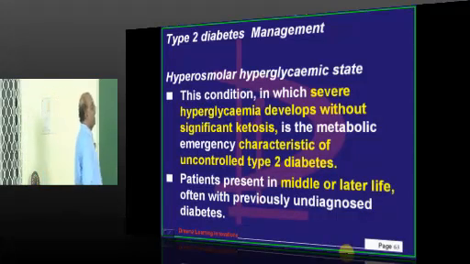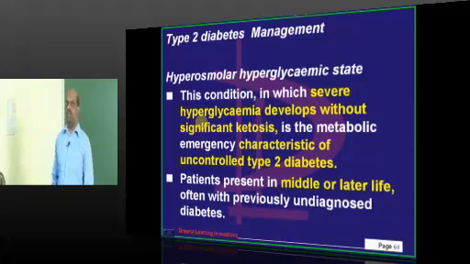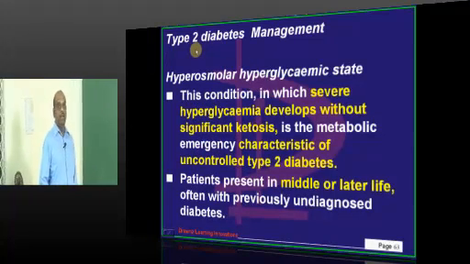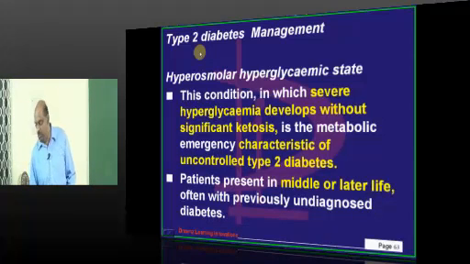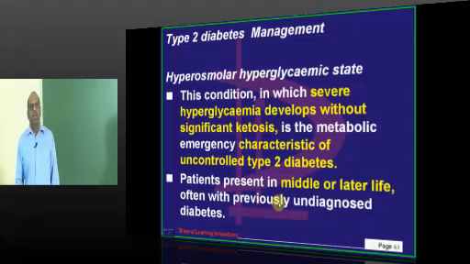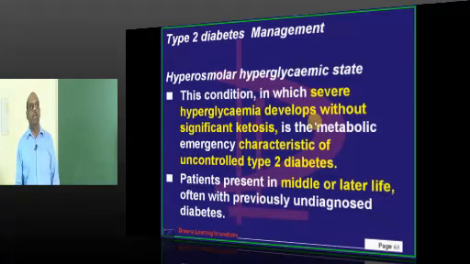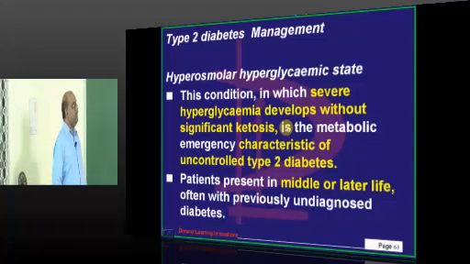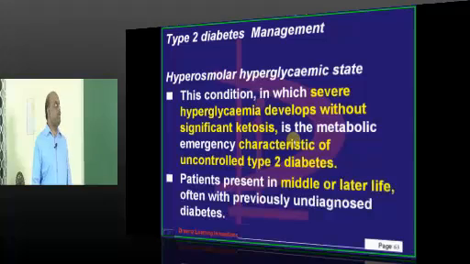Now, hyperosmolar hyperglycemic state is a very important topic among the type 2 diabetes complications we are now going to talk about. When you call it hyperosmolar hyperglycemic state, without developing ketoacidosis, if there is a severe hyperglycemia in an uncontrolled type 2 diabetes, you call it hyperosmolar hyperglycemic state.